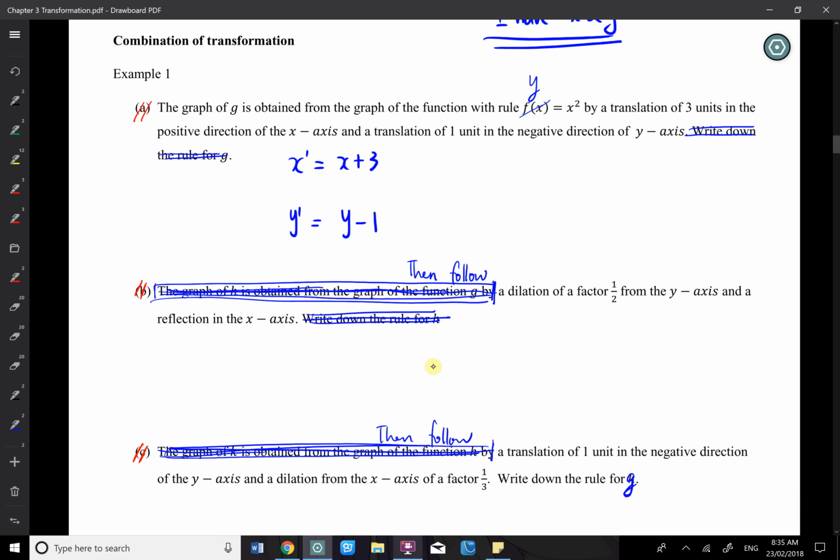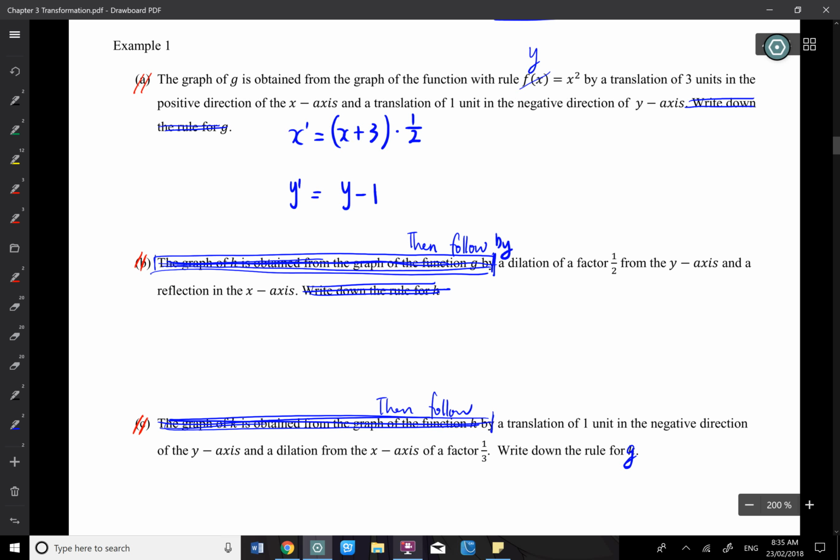Then followed by a dilation of a factor half from the y-axis. What is changing? Everyone, what is changing? Dilation by factor half from the y-axis: x. So I will change x, times that by a half. So half of the original x value. And a reflection in the x-axis, what is changing? The y value. So I will times the y by -1.